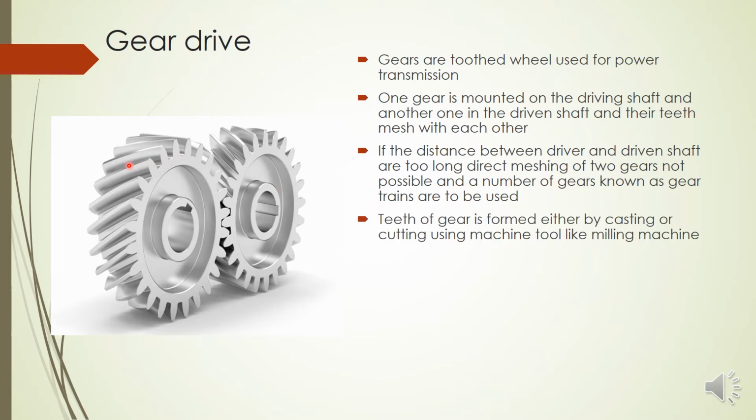Now you can see the teeth of gear are either made by casting, so you can use metal casting, or they can be cut using machine tools like a milling machine. So you can cut the gear teeth on the periphery of a metal blank with the help of a milling machine or a machine tool like that. So that is a mode of manufacturing for gear teeth.